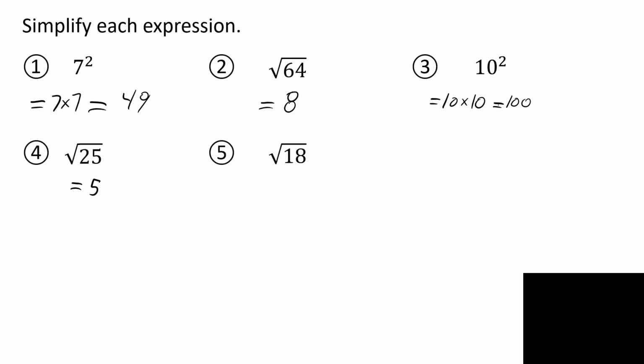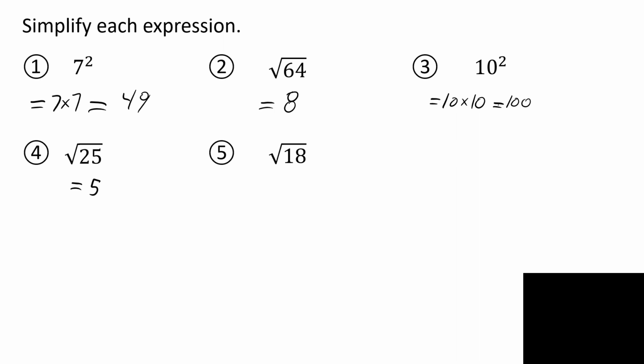Okay, now for number 5, we get a really interesting one. Square root of 18. Right? I can't think of a number that works perfectly. 4 times 4 is 16. That's a little bit too small. 5 times 5 is 25. That's a little bit too big. So instead, I want to try to simplify this a little bit.